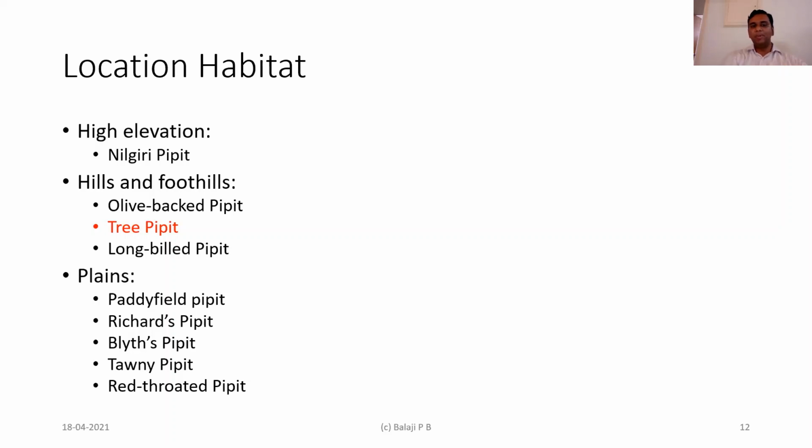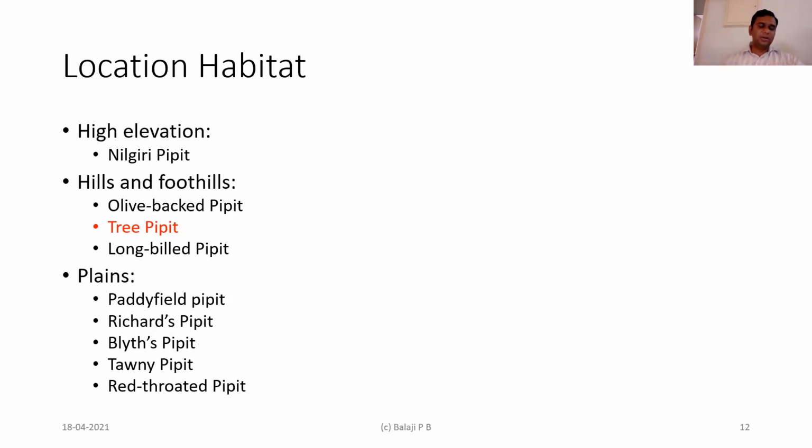And again, the long-billed pipit also can be seen in the plains. For example, in Greater Rann of Kutch, you can see the long-billed pipit, which is actually plains. There are no hills there, but you'll see the long-billed pipit. But the long-billed pipit that we are discussing here is the Travancorensis subspecies, which is only seen in the south of the country, not in North India. And this Travancorensis subspecies is restricted to the hills and the foothills. You will not see them in the plains.